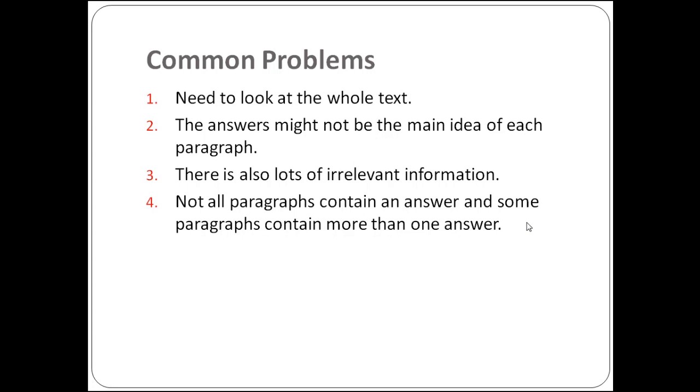You need to look at the whole text so you can identify where to find the information. The answer might not be in the main idea of each paragraph. It could be one sentence in the paragraph, and some paragraphs may contain more than one answer. There's also lots of irrelevant information that you're going to have to sift through. You're going to have to read through it, but it's irrelevant. It's just distractors. Not all paragraphs contain an answer, and some paragraphs contain more than one answer. So you can pass by 3 paragraphs with no answer, and the 4th paragraph may have 2 or 3 answers.